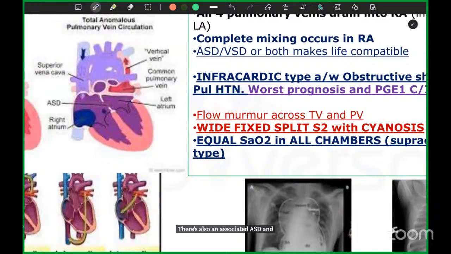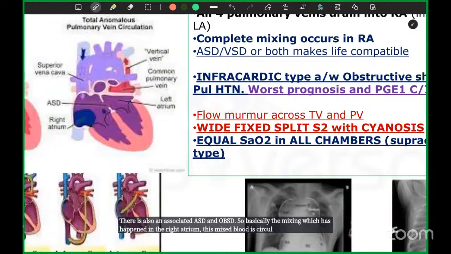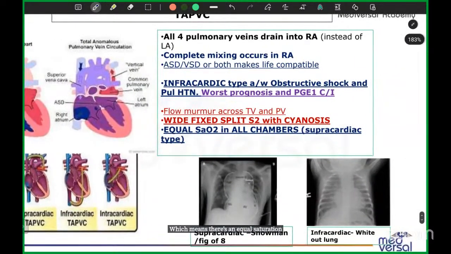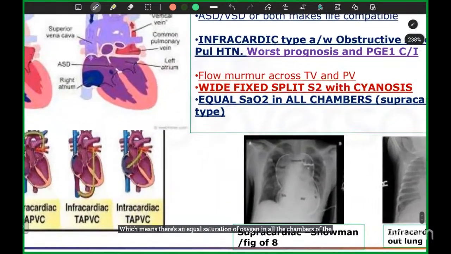So basically, the mixing which has happened in the right atrium, this mixed blood is circulated across all the chambers of the heart, which means there's an equal saturation of oxygen in all the chambers of the heart. And this is predominantly found in the supracardiac type.